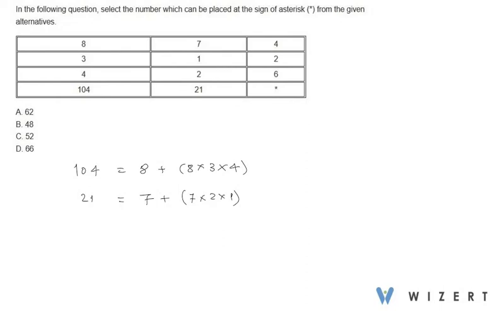So using the same logic, we can find the number at the asterisk mark as 4 plus 4 into 2 into 6, which is equal to 4 2s are 8, 8 6s are 48, 48 plus 4 is 52. So the number at the asterisk is 52. Answer is option C.